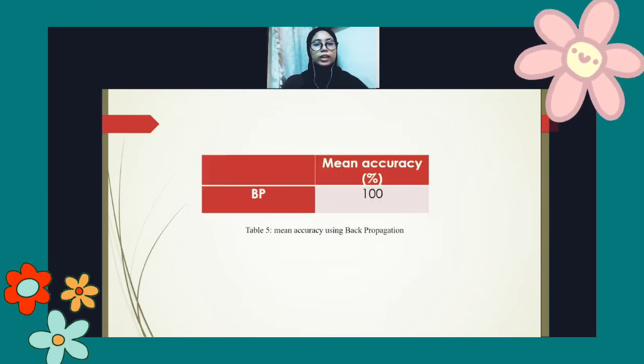Table 5 shows the mean accuracy using backpropagation. As we can see, the chosen backpropagation configuration achieves a mean classification accuracy of about 100%, when it has 5 neurons in a hidden layer and 3 neurons in an output layer.